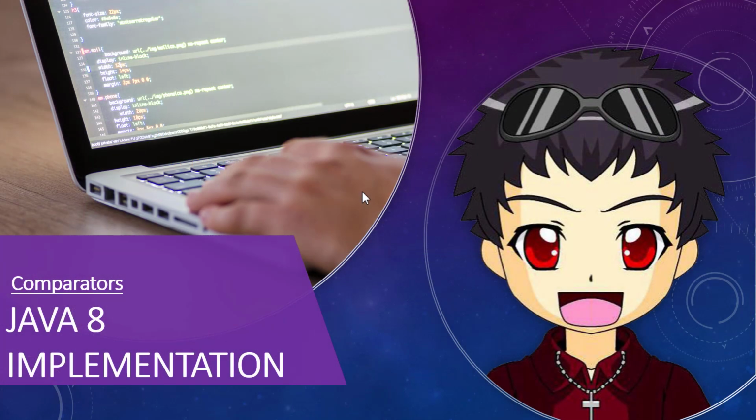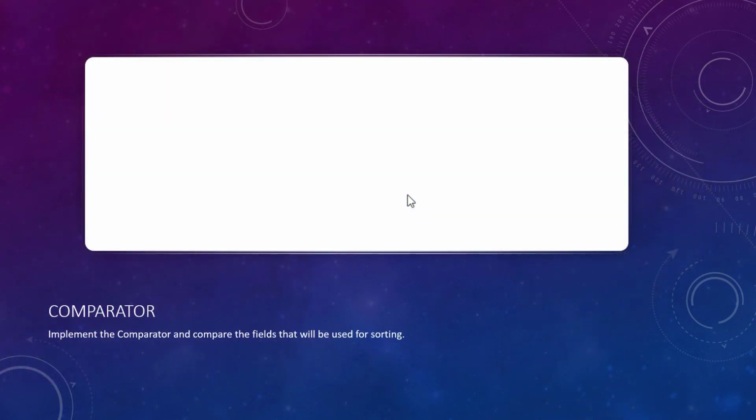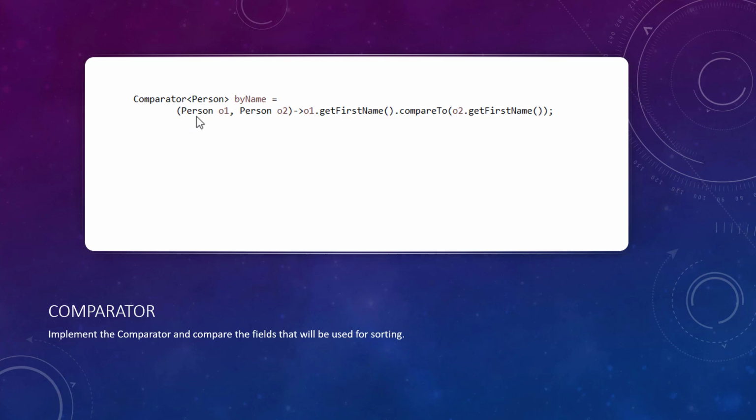Now in Java 8, it's very simple actually. We do it this way. We declare the comparator by name, and then, as we discussed in the previous lesson on lambda expressions, we can already declare the parameters. We have two parameters, person1 and person2, then the arrow, then o1.getFirstName compareTo o2.getFirstName.